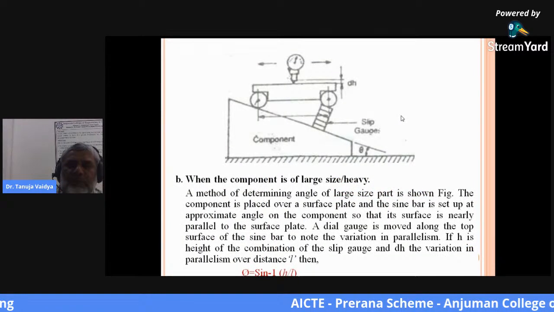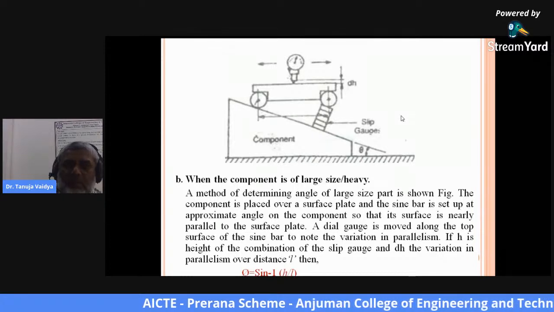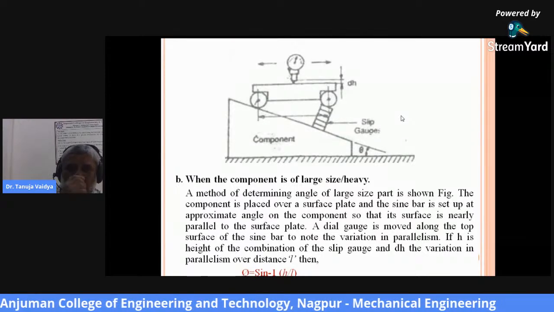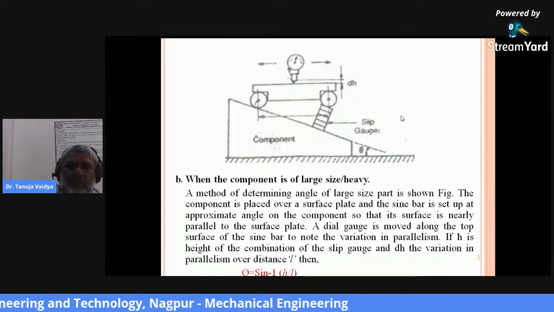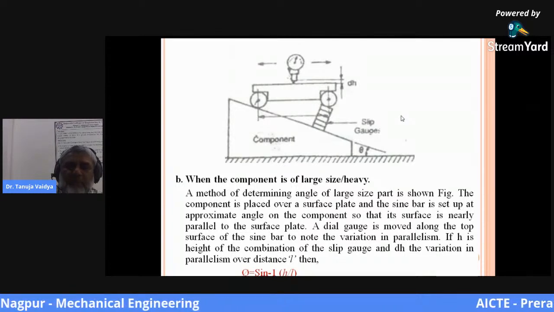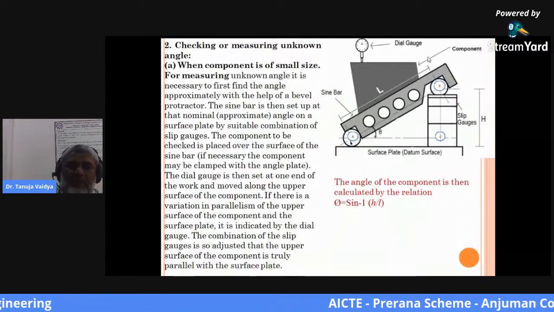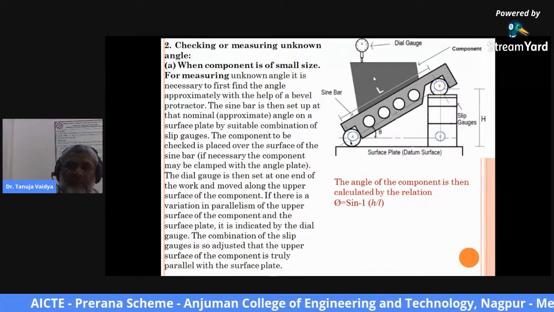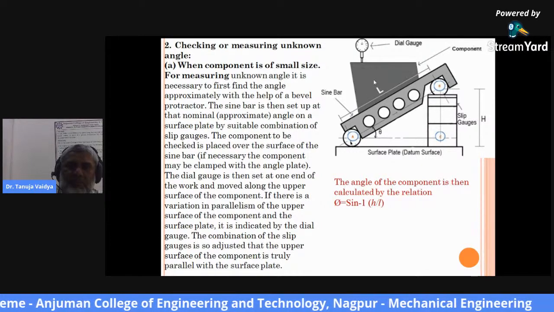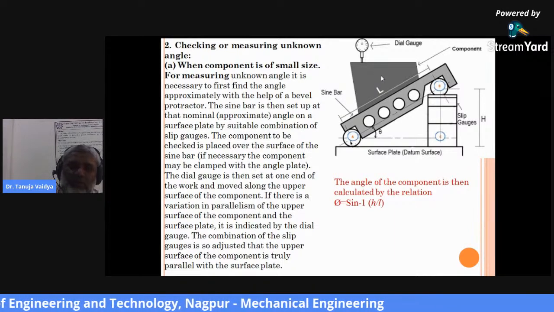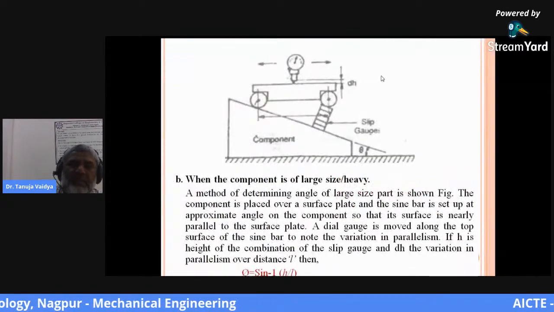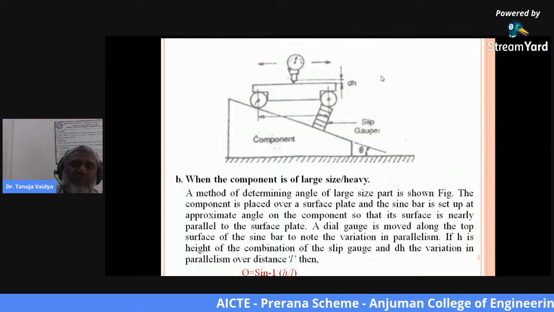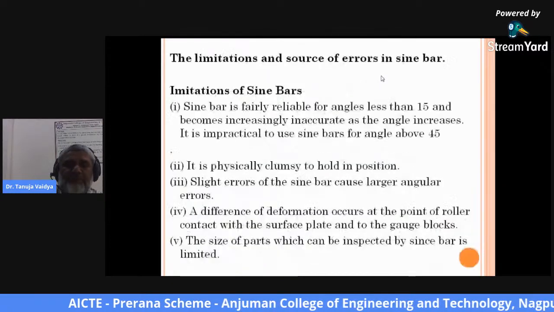And when the component is of large size or heavy size, then the slip gauge is used in a different manner. From the figure you can see, from the earlier figure, the component is placed on the sine bar. In the first case, when the component size is small, the component is placed on the sine bar, whereas when the component size is large, then with the help of slip gauges, the sine bar is placed on the component.